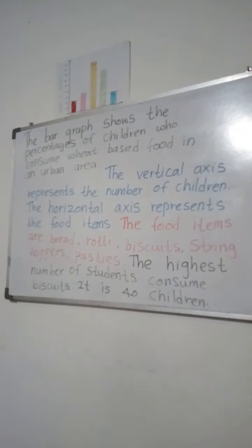Next we are going to start the next sentence. Before that, we can read this again. The vertical axis represents the number of children. The horizontal axis represents the food items. The food items are bread, roti, biscuits, string hoppers, pastries. The highest number of students consume biscuits. It is 40 children.